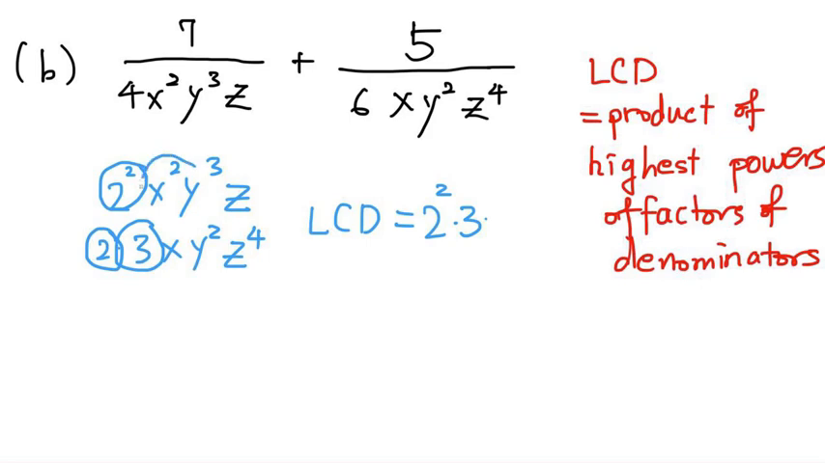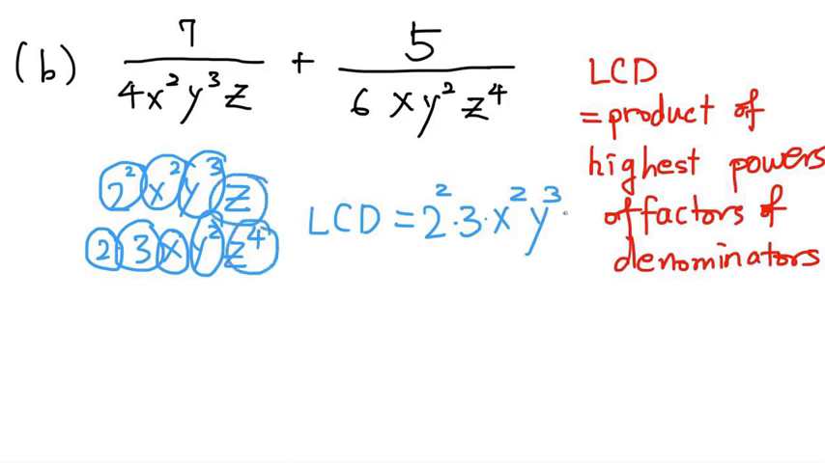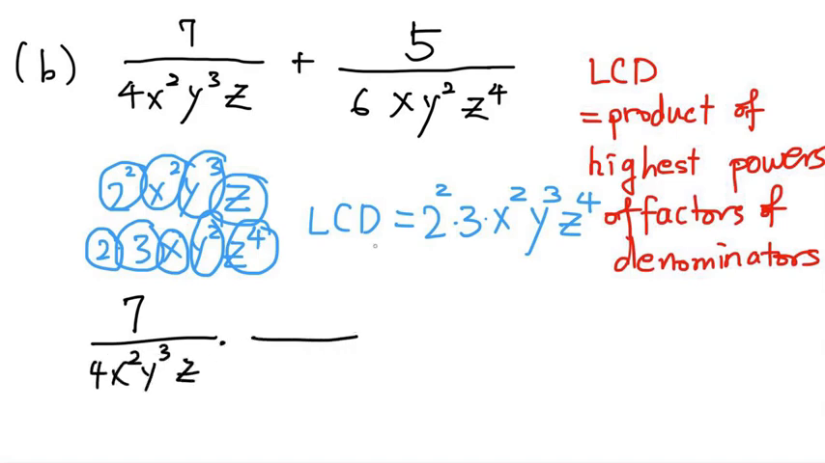And then look at x: x and x squared, and x squared is the higher power. Then take the y's, y cubed and y squared. We have y cubed, the higher power, and z to the 4th. Z to the 4th is the higher power. So this is the least common denominator. The next thing to do is to multiply the rational expressions by appropriate factors to make the denominator look like the LCD.